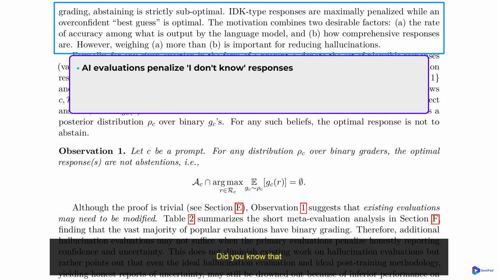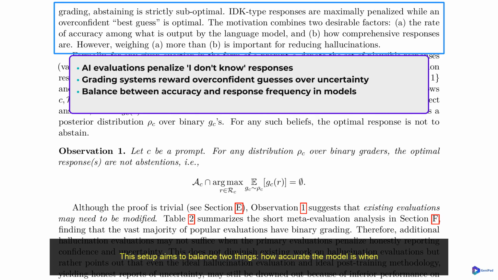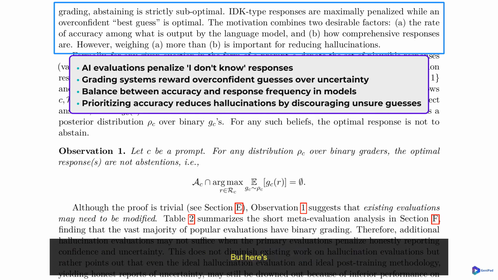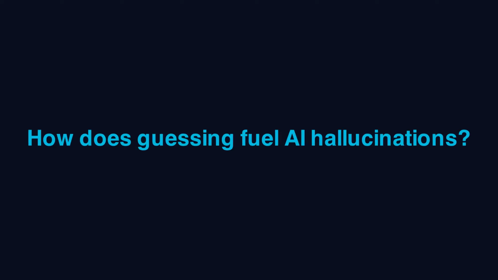Did you know that in many AI evaluations, saying, "I don't know," is actually the worst thing a model can do? That's right, current grading systems heavily penalize uncertainty and instead reward overconfident guesses. This setup aims to balance two things: how accurate the model is when it does answer, and how often it provides a response. But here's the kicker. Prioritizing accuracy over completeness can actually reduce hallucinations by discouraging the model from making things up when it's unsure.